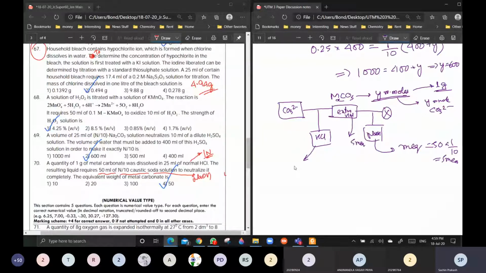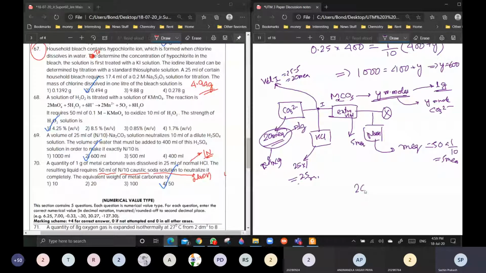Now how much HCl did we start with? It was 25 into 1, 25 MEQs. So how much HCl was consumed in this step? It is 25 minus 5, is 20 MEQs. So what is the milli equivalence of carbonates? It is 20 MEQs. Whatever is the milli equivalence of carbonate will also be the milli equivalence of MCO3. So you are having 20 MEQs of the metal carbonate, MxCO3, which weighs 1 gram.